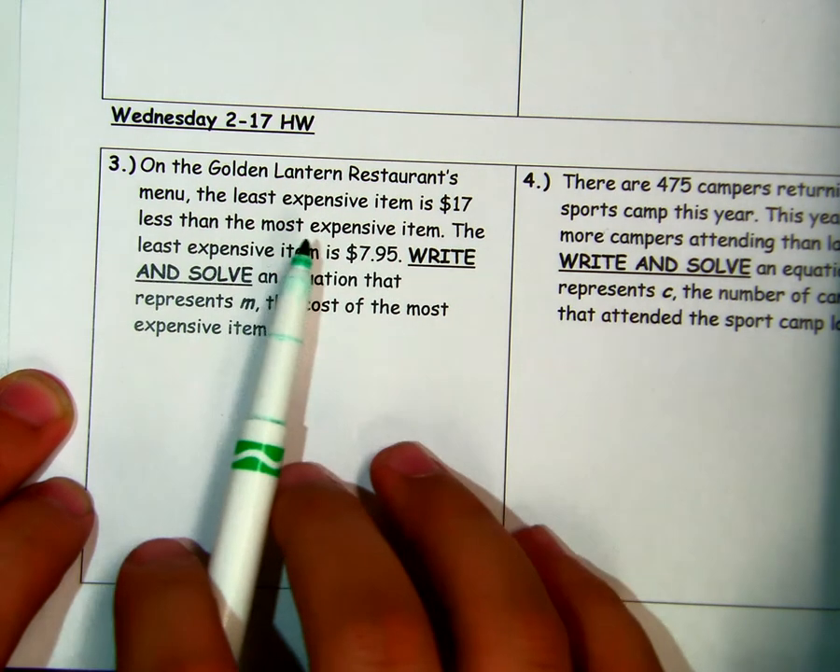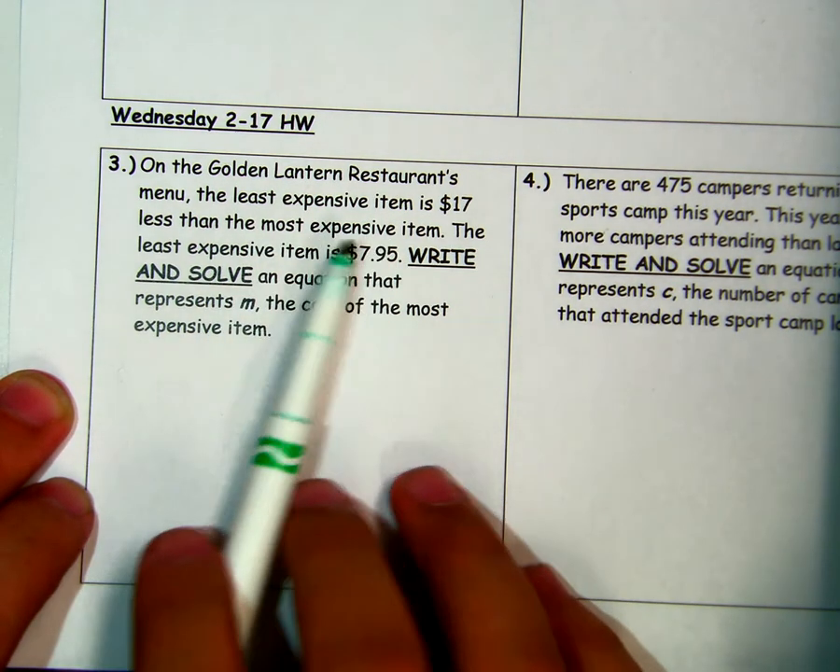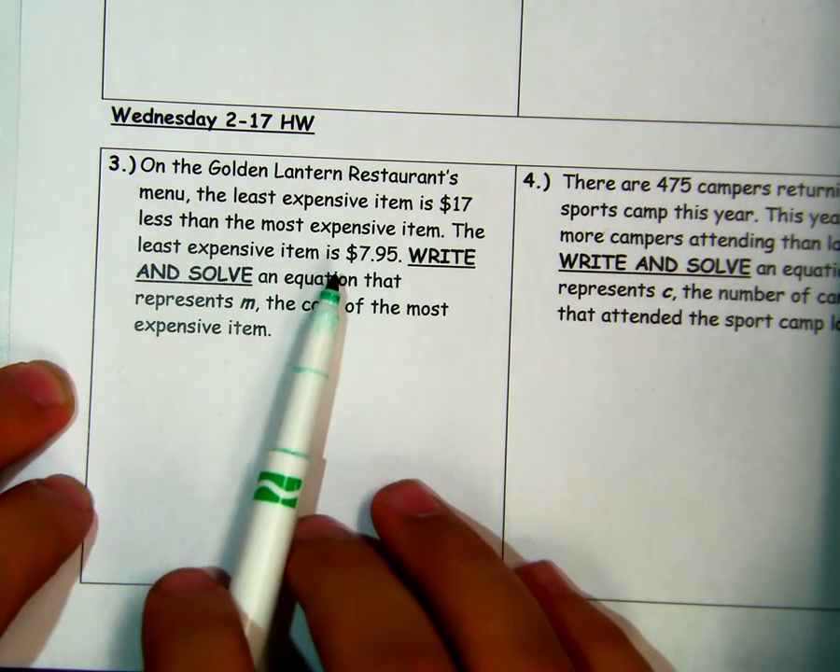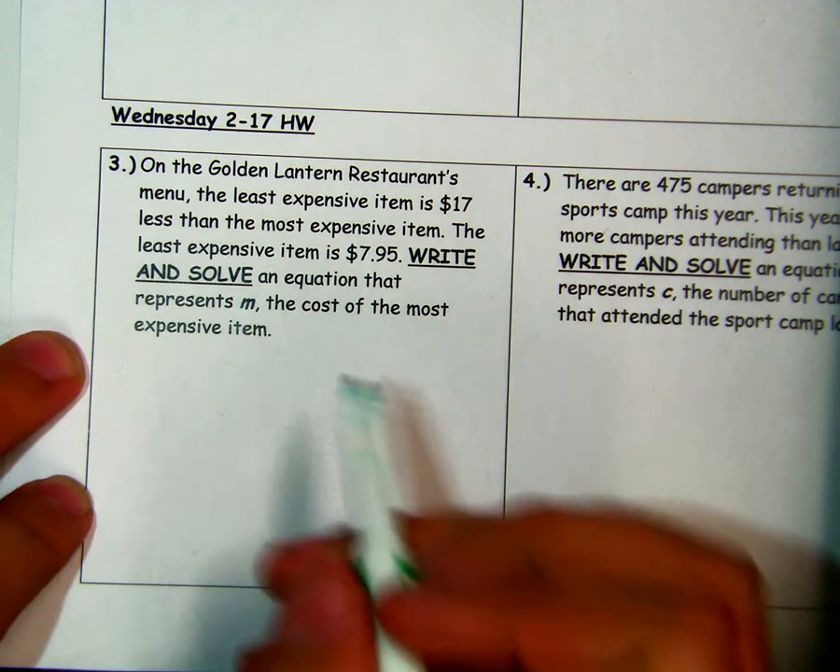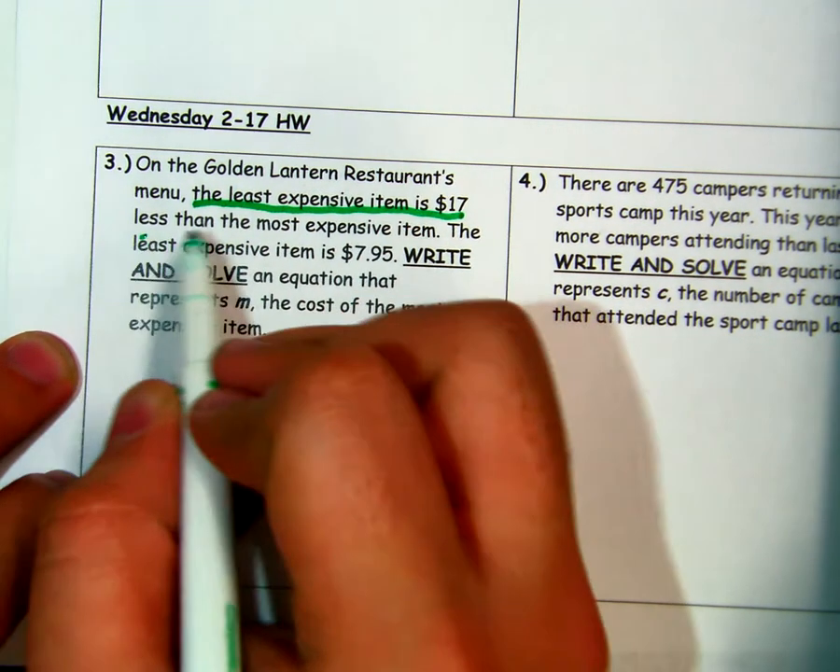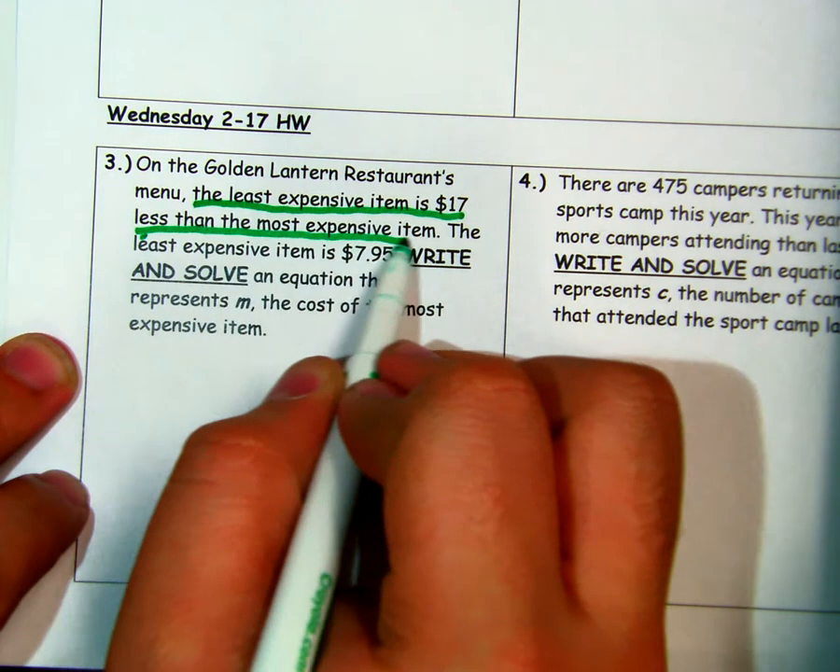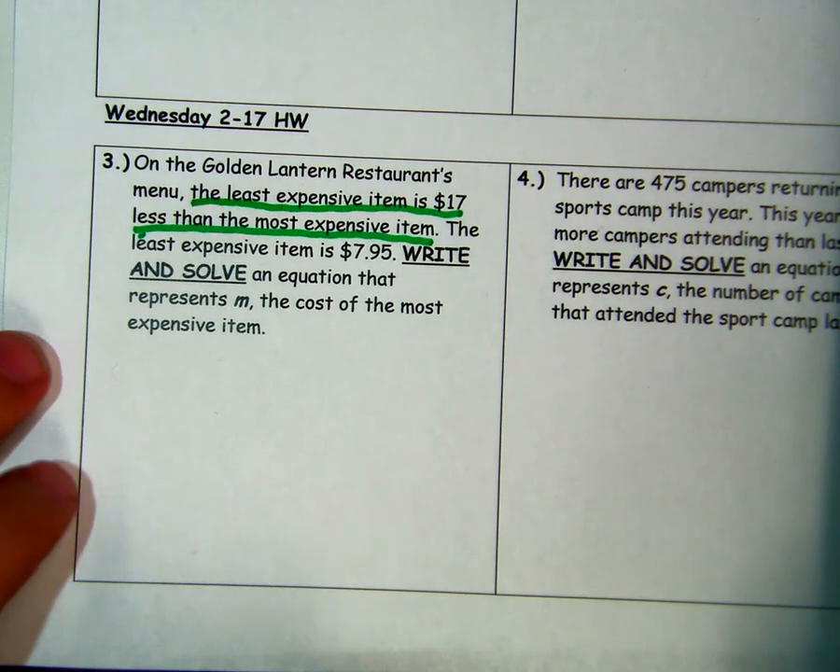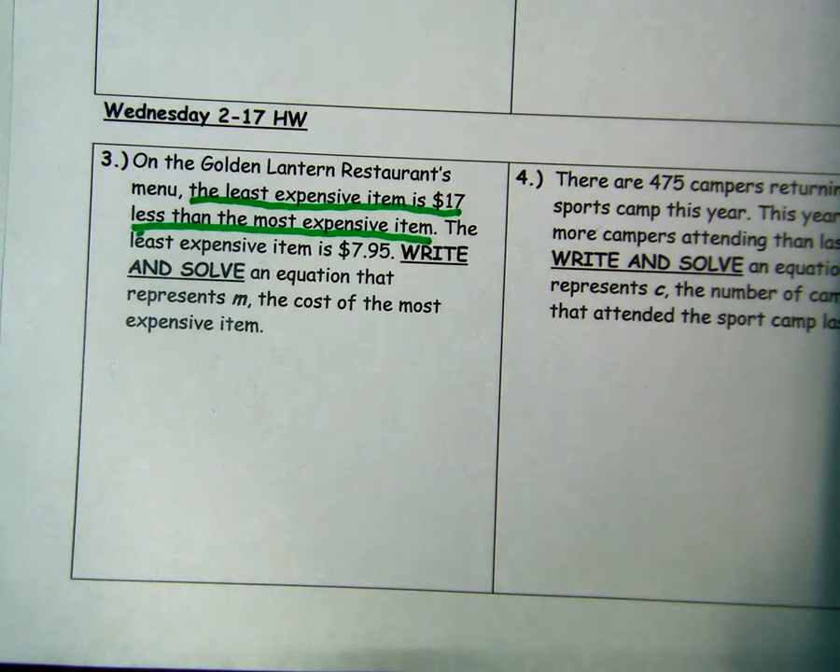So just like we did in number 1, what I want to do here is underline some of the most important information from this problem. The first piece that I need is the fact that the least expensive item is $17 less than the most expensive item. Now, before we talk about what that part of that equation means, I want to bring in another example.